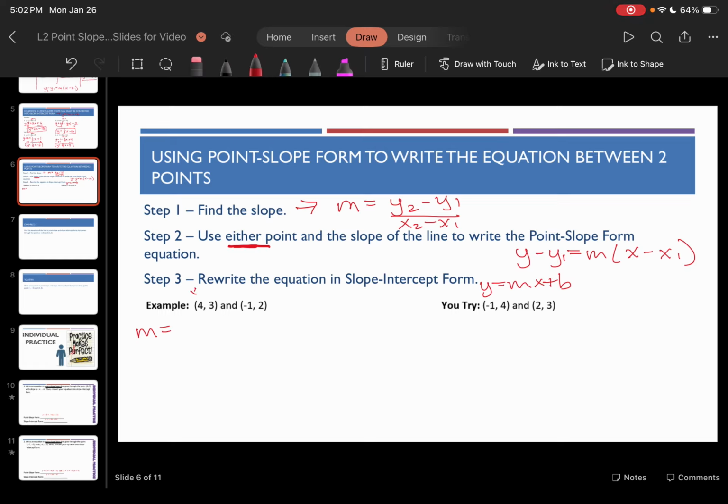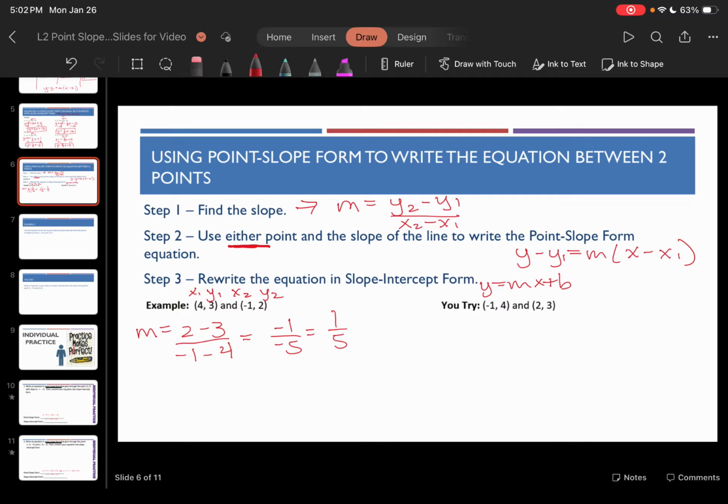So I'm going to call this x1, y1, x2, y2, and it doesn't matter which one you call point 1 and point 2, but it does matter that the x comes first and then the y comes second in the point. So if I plug in, this will be 2 minus 3, because y2 minus y1, over -1 minus 4, and this will be -1 over -5, and a negative over a negative simplifies to 1/5, right?